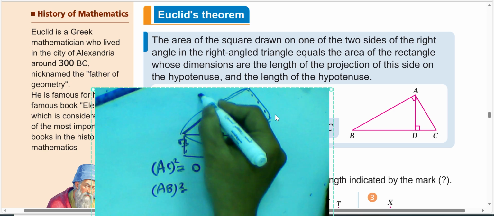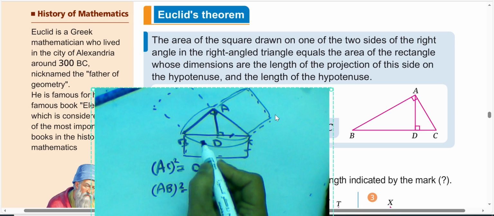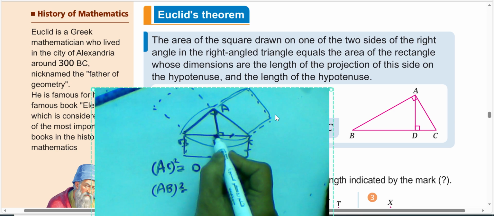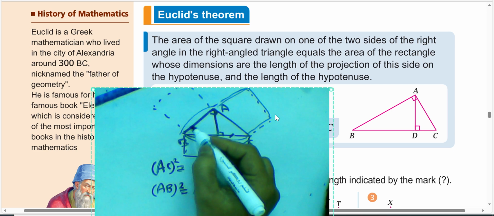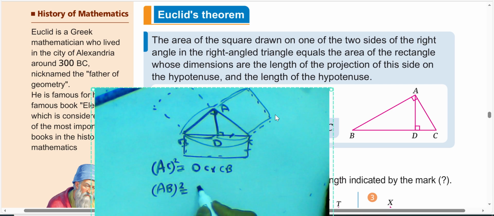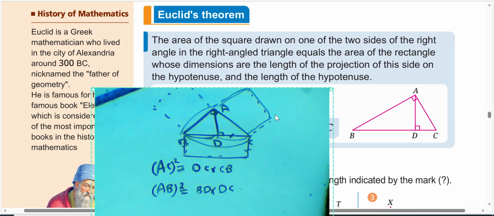Or AB power 2, the area of the square equals the projection of line segment AB, which will be BD, product by BC. Okay.